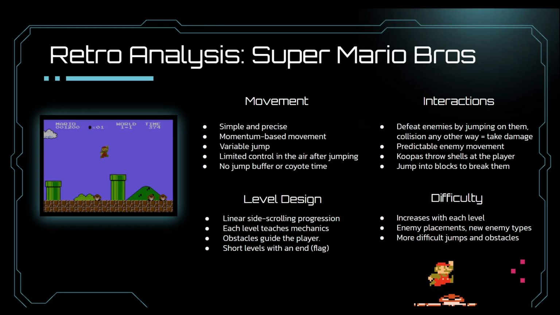And there is no coyote time or jump buffer, so you need to be very precise. For interactions, you mainly defeat enemies by jumping on them. So if you collide from the top or sides, you take damage. And the enemy movement is very simple and predictable as well. So for example, Koopas will throw shells at the player, which you have to avoid, and the player also has to jump into blocks to break them.